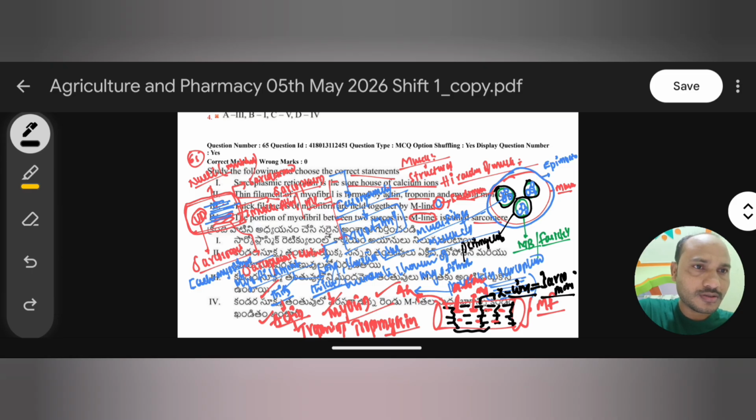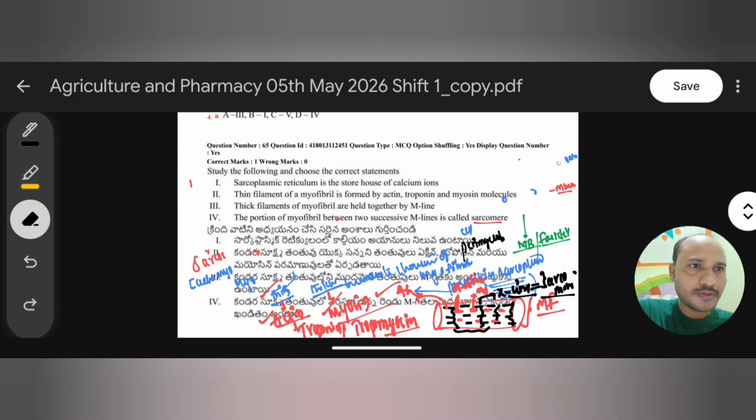So remember all these concepts related to muscle fibers, cells and myofibril structures. Now let's analyze these questions. First statement: sarcoplasmic reticulum is the storehouse of calcium ions. Yes, sarcoplasmic reticulum is a cell organelle present in the muscle fiber which mainly stores calcium ions. So this statement is right.